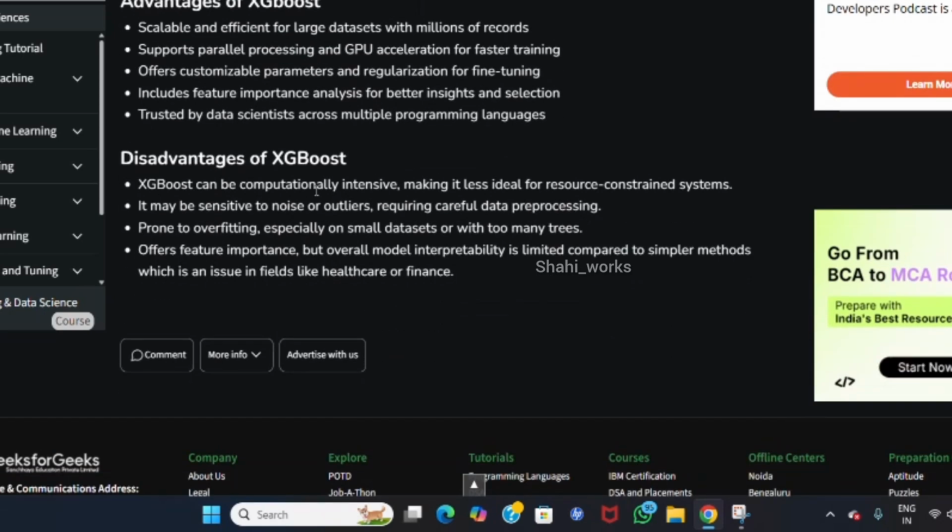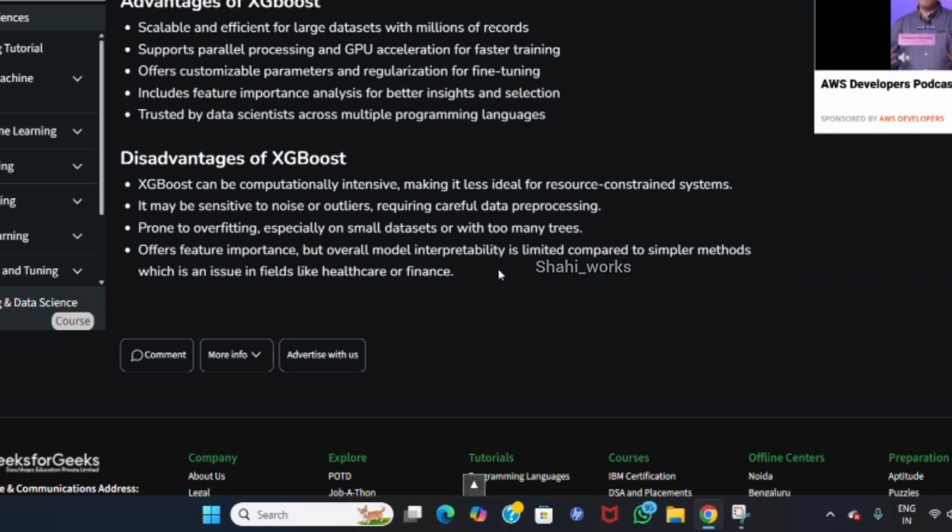Disadvantages: XGBoost is computationally intensive, it may be sensitive and prone to overfitting. Also, the feature importance is limited. Overall, there is less interpretability compared to simpler methods.